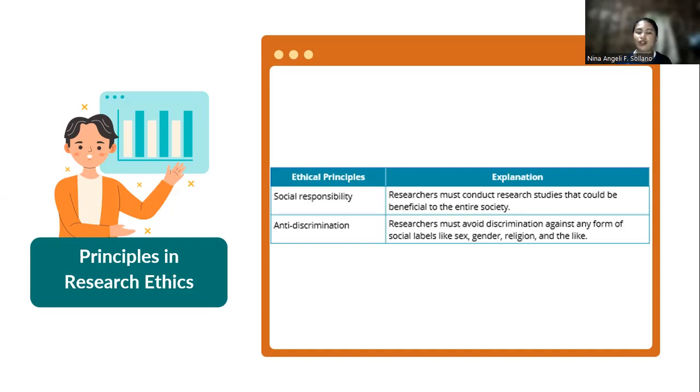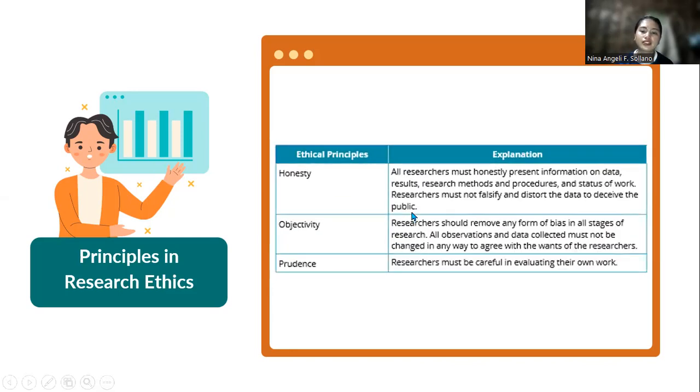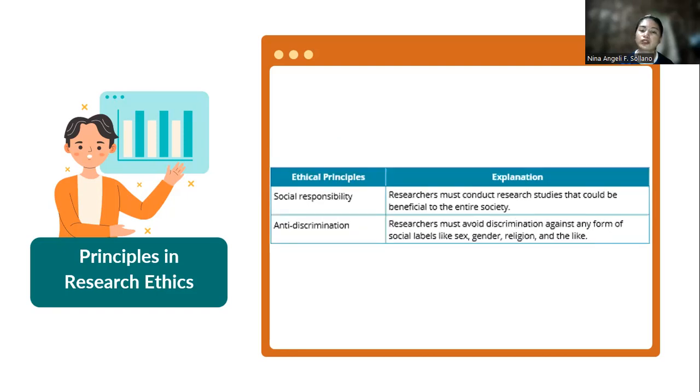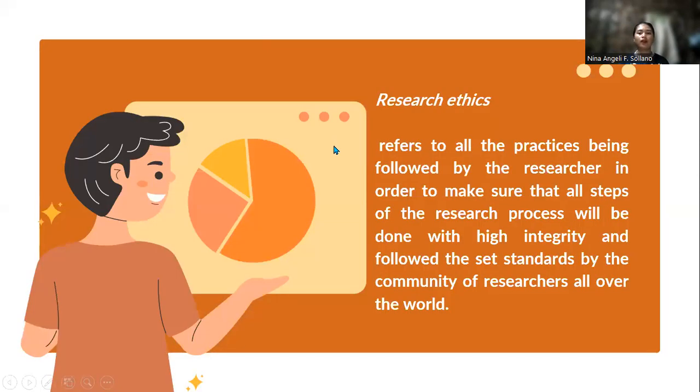Avoiding discrimination. So again, what are the ethics of research? First, we have honesty, objectivity, prudence, responsible publication, confidentiality, respect for intellectual property, social responsibility, and anti-discrimination. Take note of that one because those are the qualities that you must possess as a researcher. And now acknowledge yourself as one of the researchers in the world.